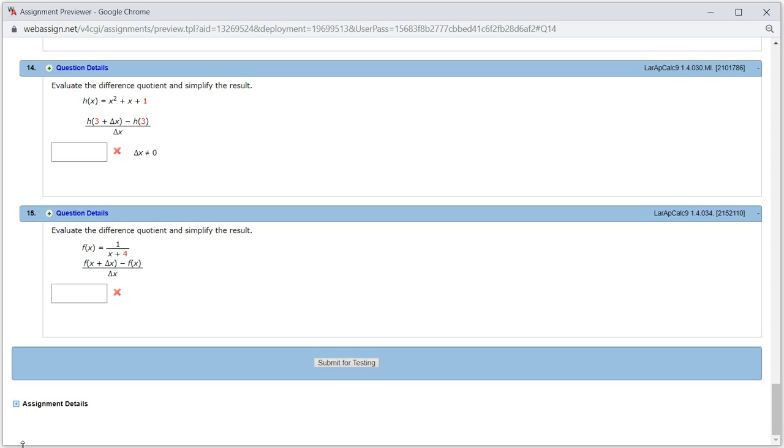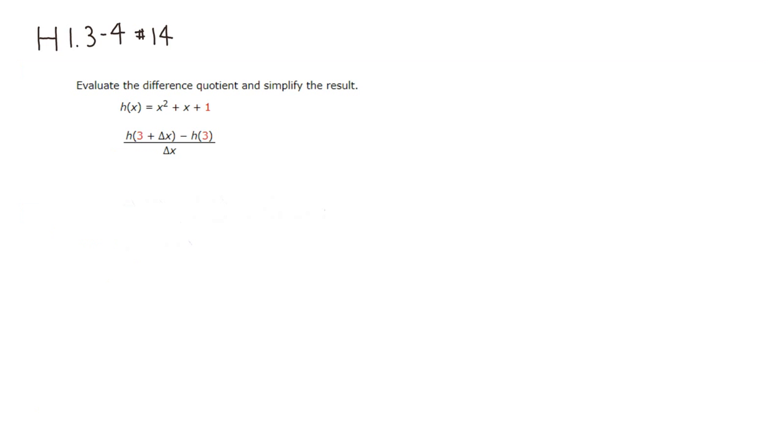Alright, let's look at homework 1.3, 1.4, problem number 14. We want to find the difference quotient for this given quadratic function. So let's do that. Let's find each part. Let's find h of 3 plus delta x first.